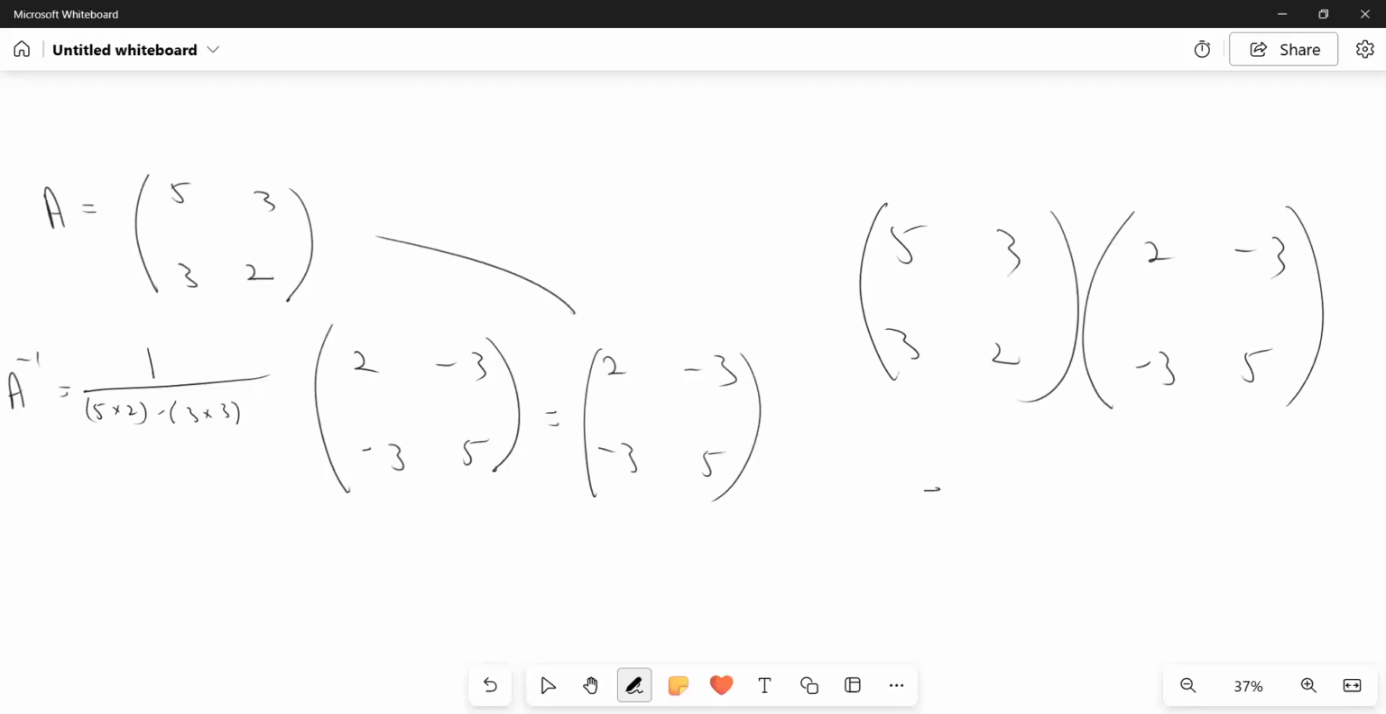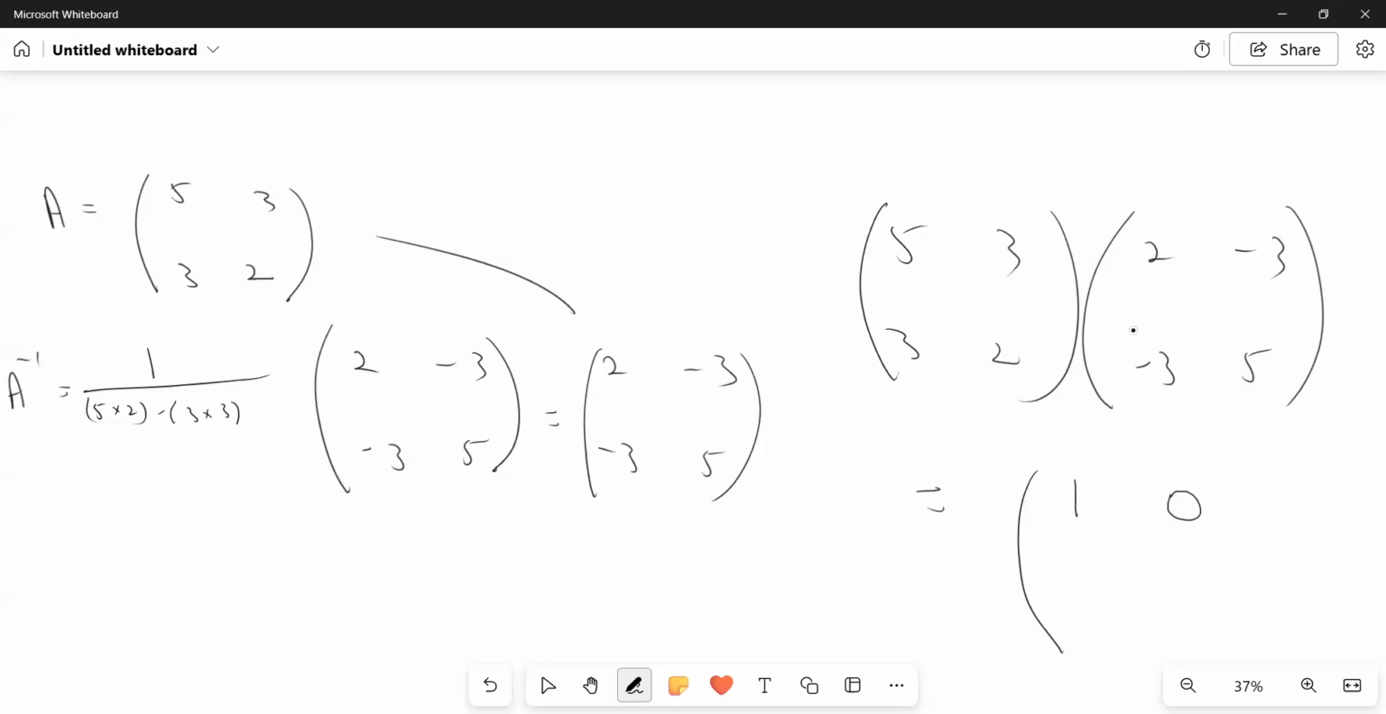Let's multiply. So this row by this column: 5 times 2 is 10, plus 3 by 3 is 9. Sorry, what am I doing? 5 by 2 is 10 minus 9, you get 1, right? And you add it to 5 by minus 3 is minus 15 plus 3 by 5 is 15. You get 0, right?